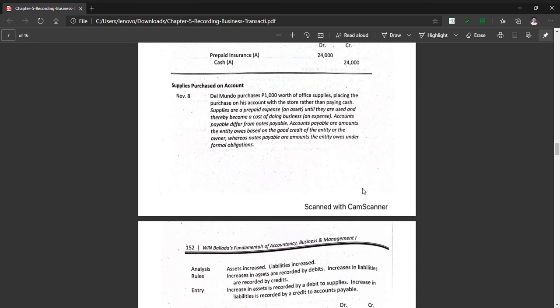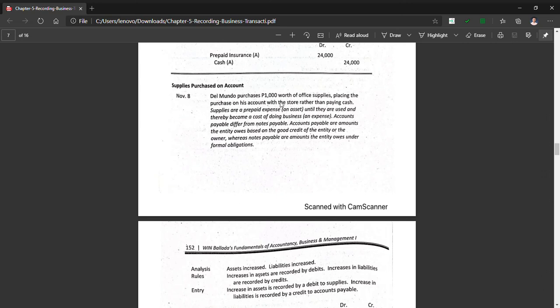Supplies purchased on account. Okay, so Del Mundo purchases 1,000 worth of office supplies, placing the purchase on his account with the store rather than paying cash. Okay, kung makikita nyo itong on account, basta yung words na on account or on credit, it implies na yung transaction is wala siyang binayarang pera. So, utang muna. So, dahil dito, sabi dito, placing the purchase on his account. So, meaning utang lang ito.